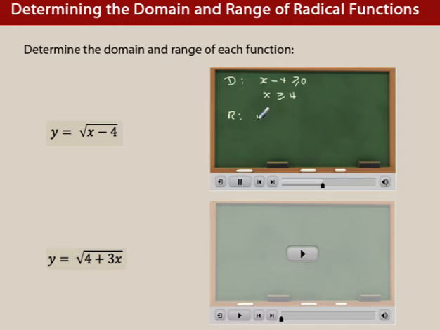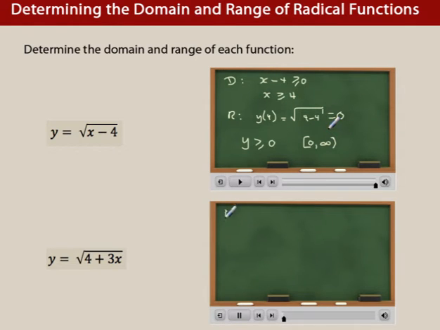y of 4 is equal to the square root of 4 minus 4, which of course is 0. And so that's the smallest y can be, and y can take on any value above 0. So the range is y is greater or equal to 0. You could also notate it like this. 0 square bracket means that the 0 is included, off to infinity. And we normally use this kind of bracket for infinity because it's not really a number.